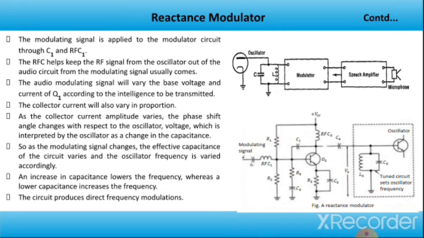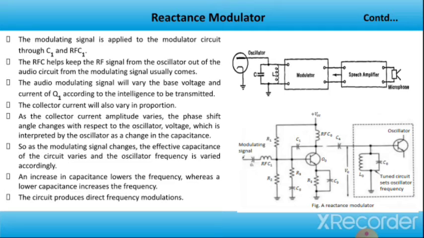The modulating signal is applied to the modulator circuit through C1 and RFC1. The RFC helps keep the RF signal from the oscillator out of the audio circuit from which the modulating signal usually comes. The audio modulating signal will vary the base voltage and current of Q1 according to the intelligence to be transmitted. The collector current will also vary in proportion.